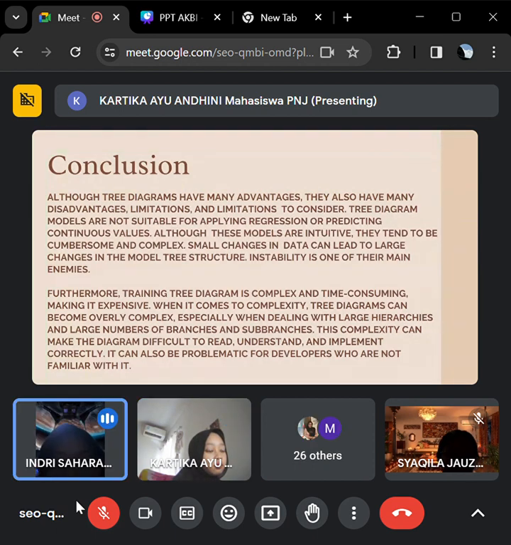Furthermore, training tree diagrams is complex and time consuming, making it expensive. When it comes to complexity, tree diagrams can become overly complex, especially when dealing with large hierarchies and a large number of branches and sub-branches. This complexity can make the diagram difficult to read, understand, and implement correctly. It can also be problematic for developers who are not familiar with it.